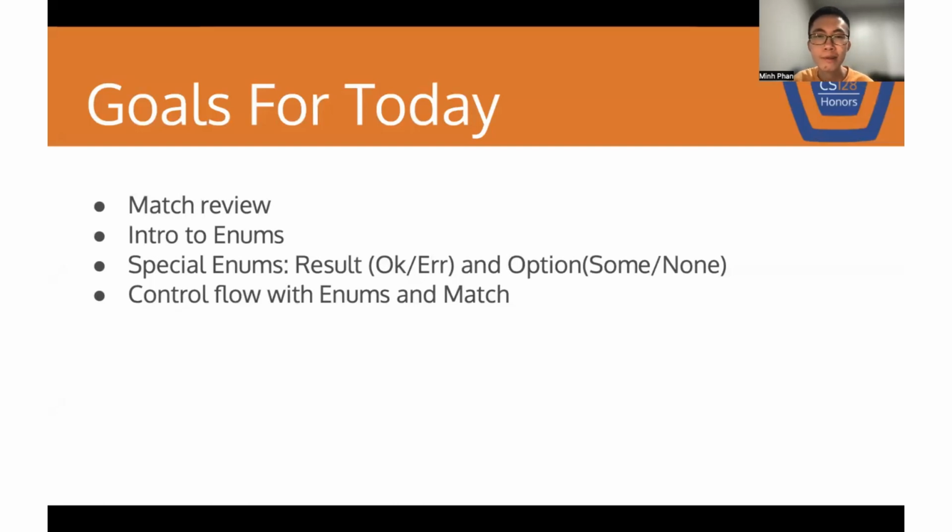Howdy, folks. Welcome to lecture 4.5, a continuation on matching. For today's lecture, we will have an introduction to enums, and we will explore some special enums, specifically Result with two variants, Ok and Err, and Option with two variants, Some and None. We will also explore control flow with enums and match.